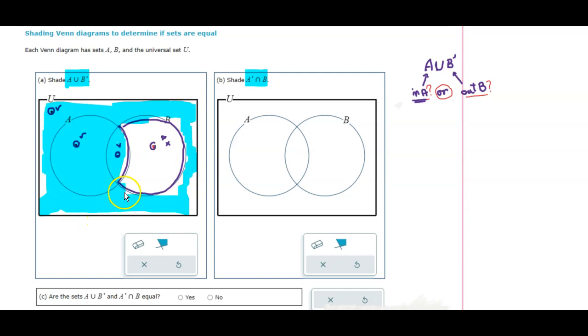Let's move on to the second part, and we're going to do exactly the same thing. I'm going to write my statement, A prime intersect B. A prime means out of A, and B means in B, and the intersection means and. With the meaning of and here, both statements have to be true in order to take it. You cannot take it because only one of them is true. Both statements have to be true.